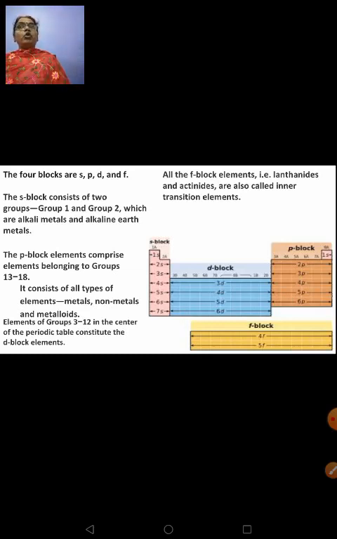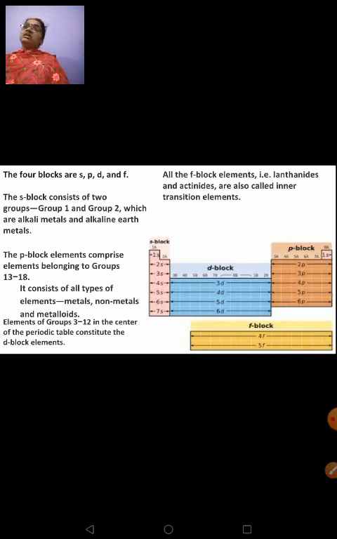But when you are writing the groups found under that block, S block, it's group number 1 and 2. P block, your extreme right of your periodic table, so group number 13 to 18. What is the speciality of the P block? It consists of all metals, non-metals and metalloids. Metalloids are separated from metals and non-metals by a zigzag line. We'll see that later. D block, which is in the center of the periodic table, has elements belonging to group number 3 to 12. And your F block consists of inner transition elements.